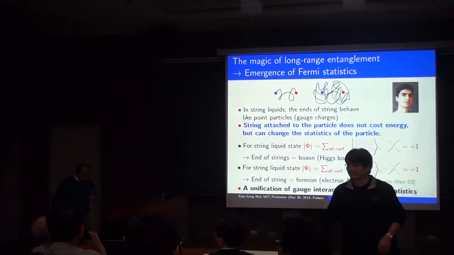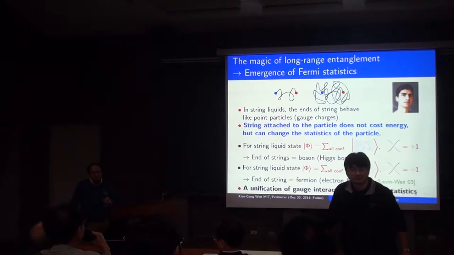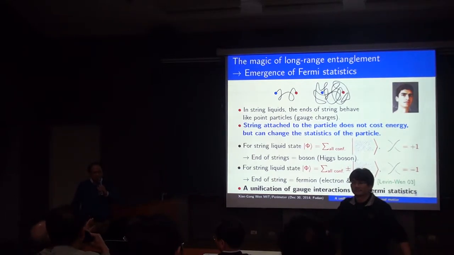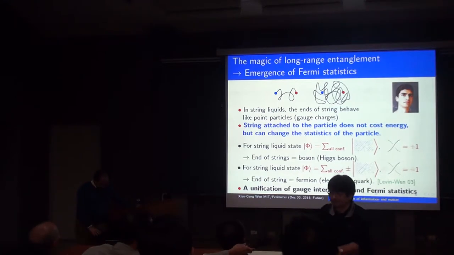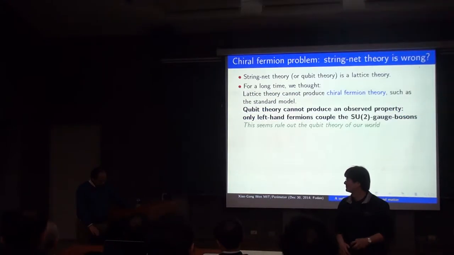I have two questions. First, how is the theory falsifiable? And the second part, from a condensed matter point of view, with all these classifications, how do I engineer Hamiltonians to look for these spaces? So the falsifiable part is the part I skipped.